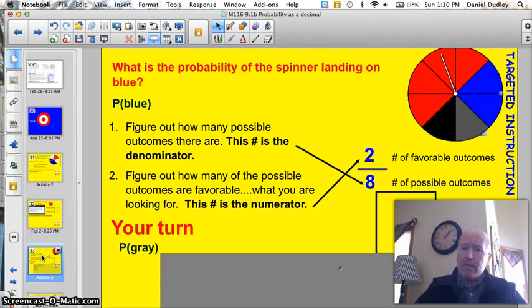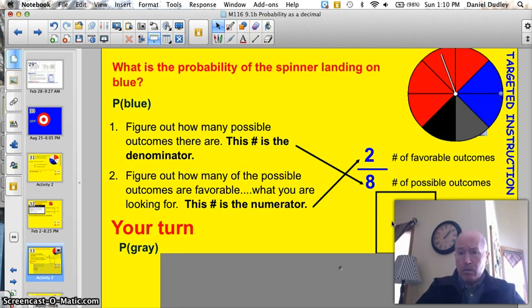What is the probability of this spinner here landing on blue? Same lesson as before. First of all, we have to count the possible outcomes. 1, 2, 3, 4 red, 5, 6, 7, 8. So I have a total of 8 possible outcomes. That's my denominator. And how many of the possible outcomes are favorable? Well, I'm looking for blue. There are 2 blues, so I have a 2 out of 8 chance of getting blue.